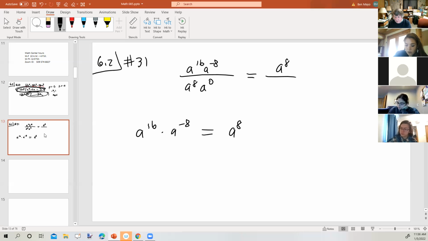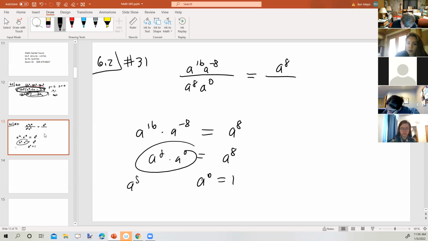Okay. Now, in the denominator, same thing. Multiplying powers with the same base, add the exponents. 8 plus 0 is 8, so this is a to the 8th. Another way to look at that, recall something to the 0 power, other than 0 to the 0 power, is equal to 1. So this is actually a to the 8th times 1. So again, it's a to the 8th.